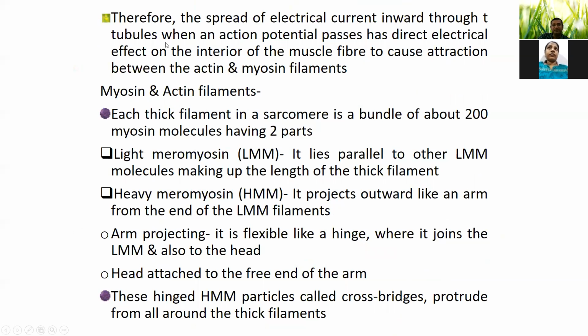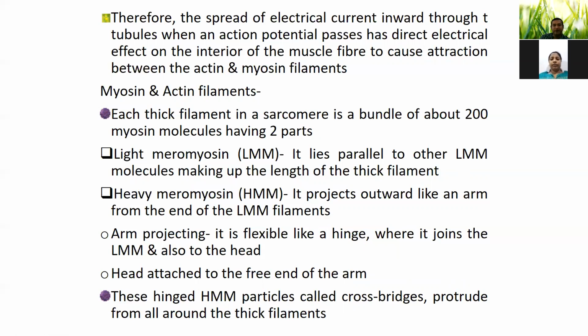So the spread of electrical current inward through the T tubules when an action potential passes has a direct electrical effect on the interior of the muscle fiber, causing attraction between the actin and myosin filaments.